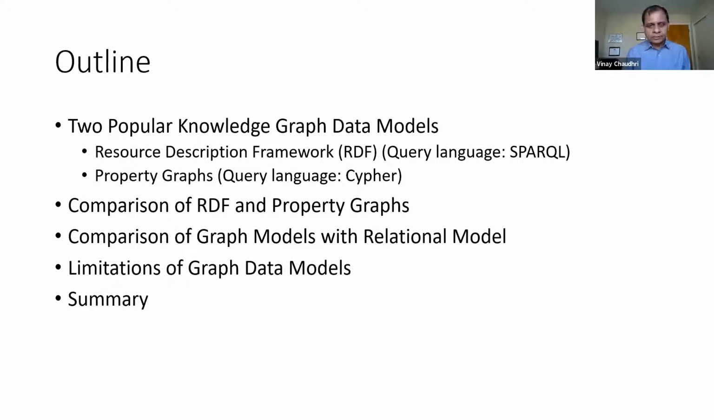I'm going to give you a brief overview of both of these data models and explain the query language using examples. I should say that this is not going to be a very deep and rigorous introduction. The goal here is just to give you enough of a taste so that we can understand the comparison between these two data models, as well as understand how these data models relate to the more traditional relational data model. We will also talk about what the limitations of the graph data models are and conclude the lecture with a summary.